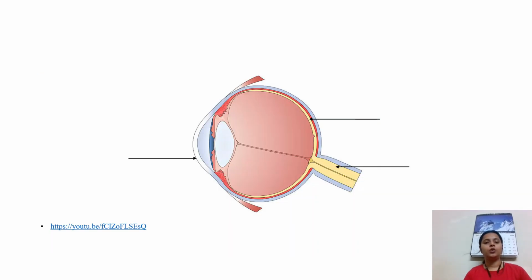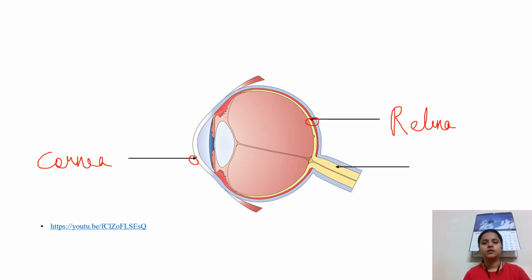Let's see what's next. Here I have mentioned the parts and you need to label the parts. You need to write down the name of the part. Let's start from here. What is this part? It is called cornea. So this is the cornea. And this part I have explained earlier also. Any guesses? Yes, this is called the retina.